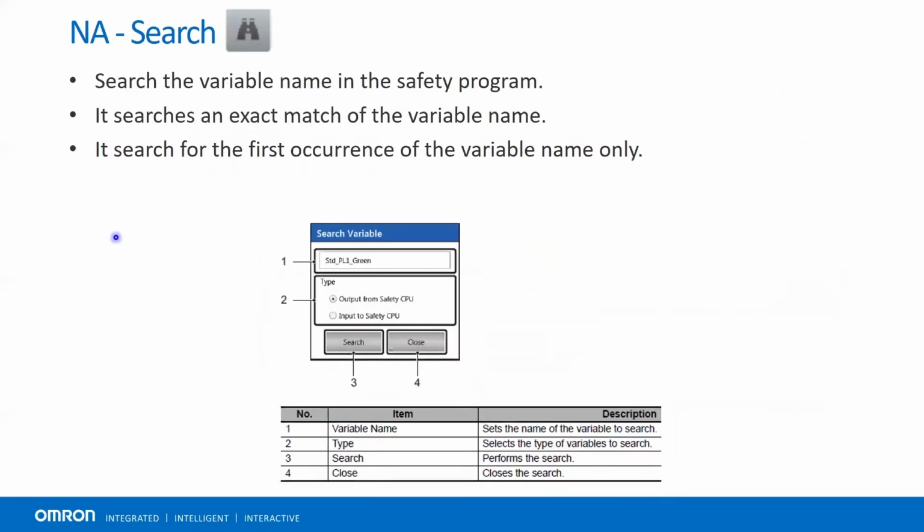Search the variable name in the safety program. It searches for an exact match of the variable name. It searches for the first occurrence of the variable name only. So here is the variable name to search. The type, select input or output. Click the search to perform the search. Click the close to close the search variable window.